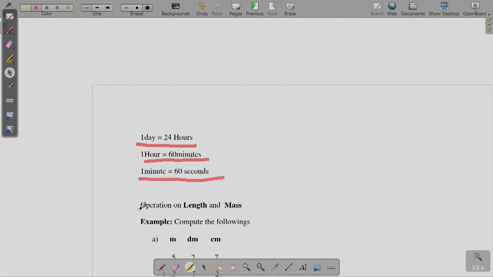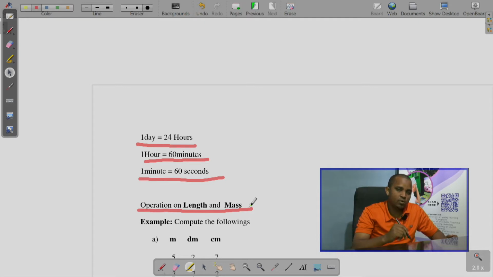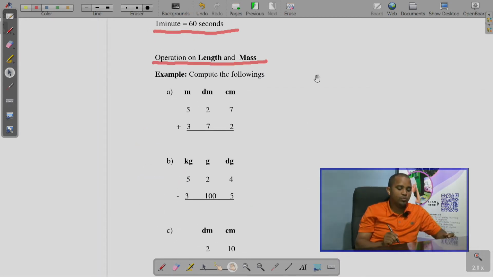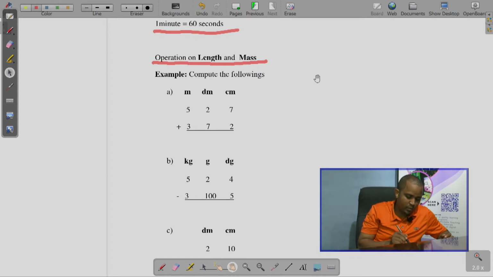So now let's move to operations on length and mass. In mathematics, we have 4 operations, which are addition, subtraction, multiplication, and division. So in this part, we are more concerned with how we can add, subtract, multiply or divide two or more lengths or two or more masses. So for example, we are required to compute the following.